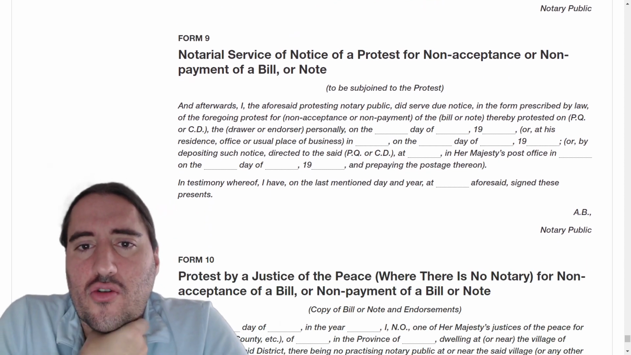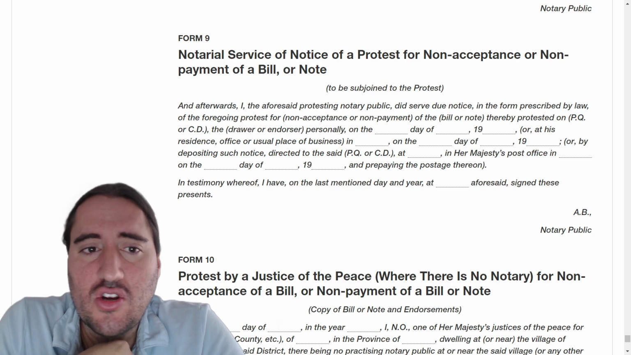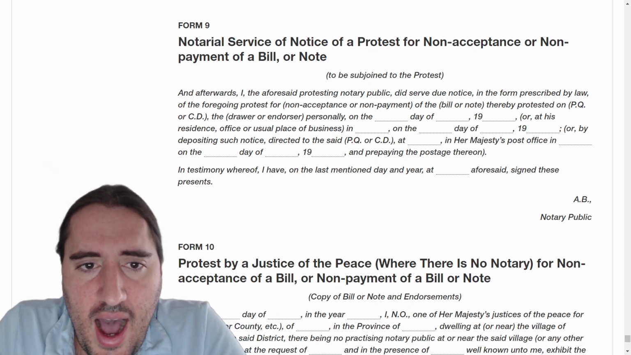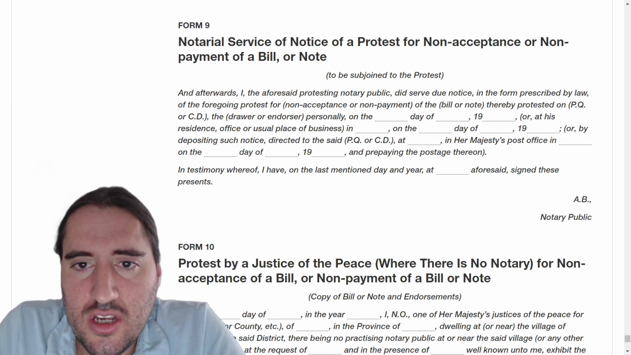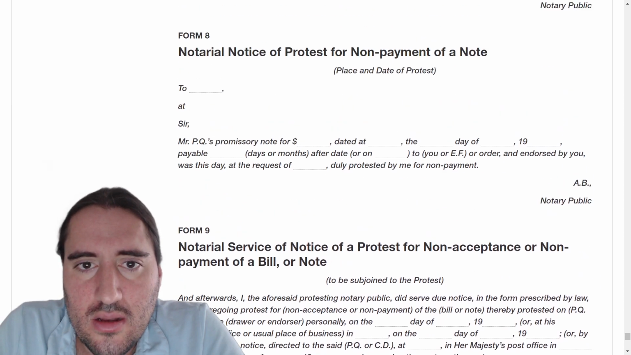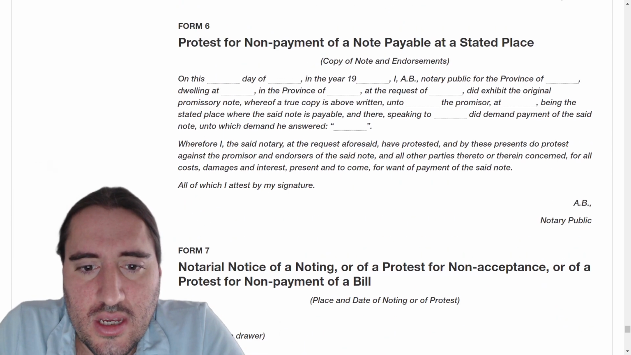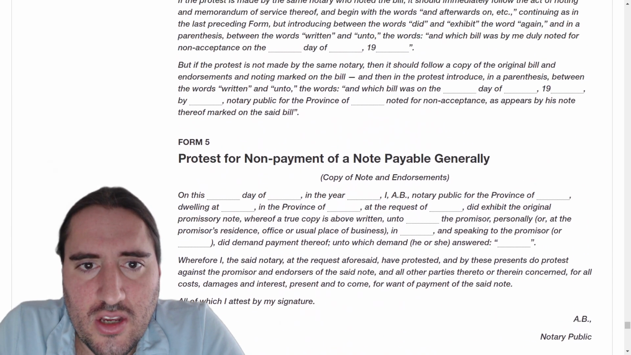Notarial service of notice of a protest for non-acceptance or non-payment of a bill or note, and afterwards to be subjoined to the protest. Notice of protest, so subjoined to this. Notice of a noting. So where do we start?